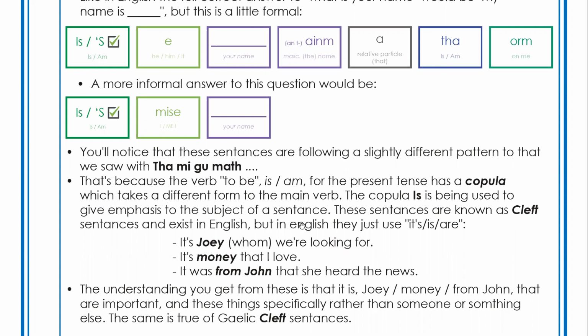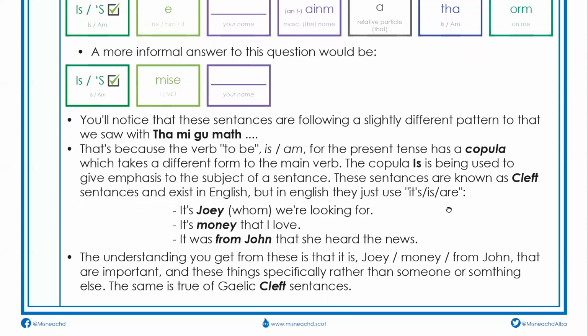And the copula takes a different form of the main verb. So the copula in Gaelic is being used to give emphasis to the subject of a sentence. These are known in English as cleft sentences, and they do exist in English. But in English, the difference is that the form of to be, i.e. it's, doesn't change. So if we look at these sentences, these are cleft sentences in English.